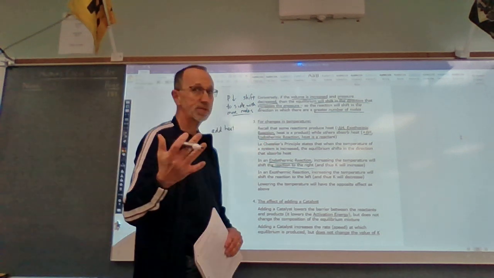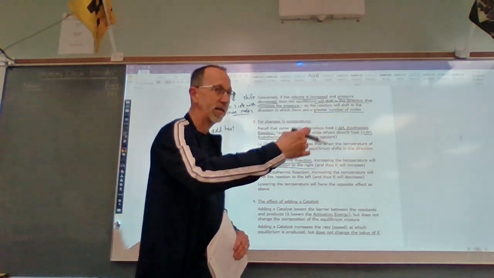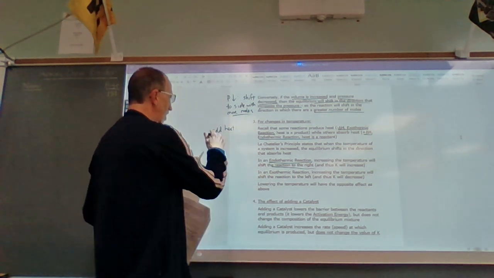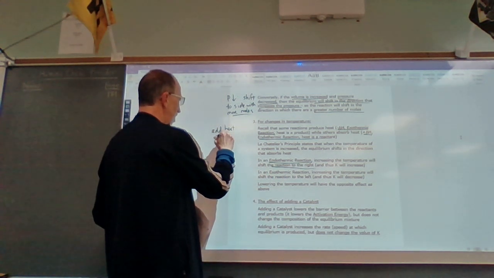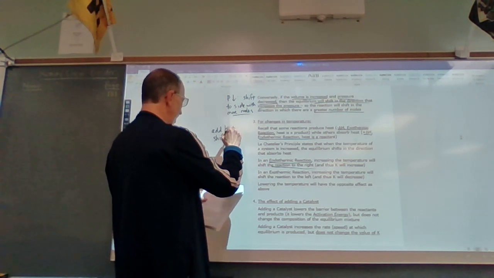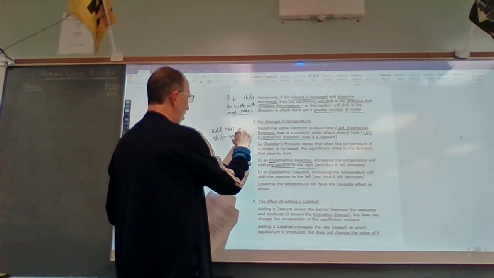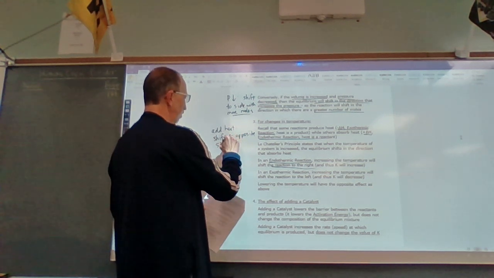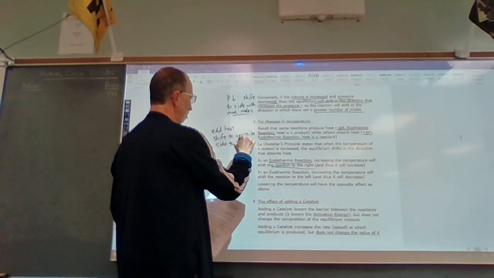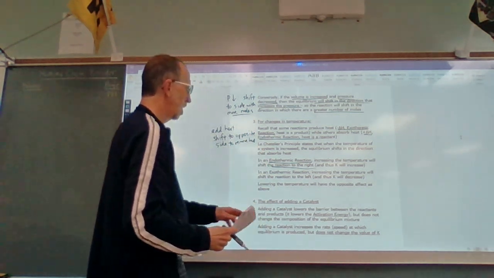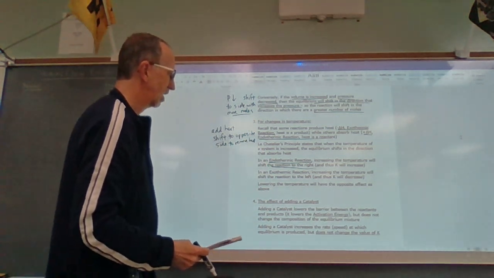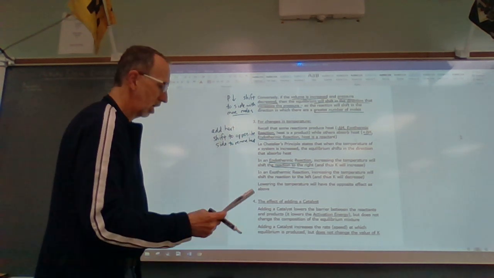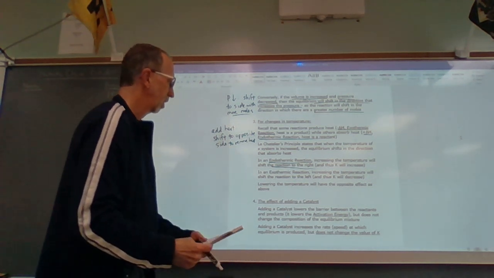and of course then for an exothermic reaction where heat is on the right, if we add more heat, we're going to shift it to the opposite side, to the left, to remove heat. In an exothermic reaction, increasing the temp, as I said a minute ago, will shift the reaction to the left for the same reason.